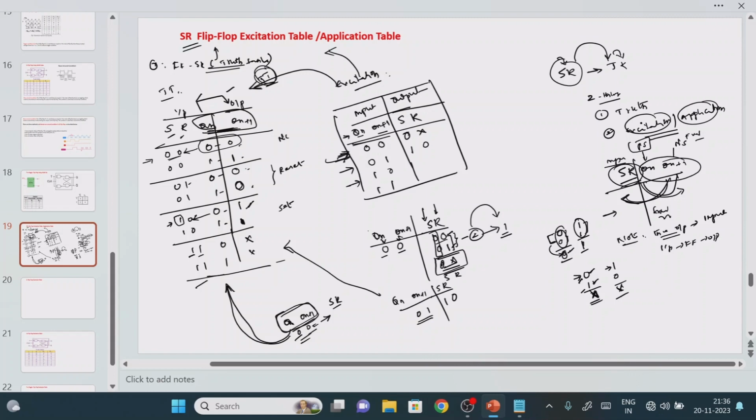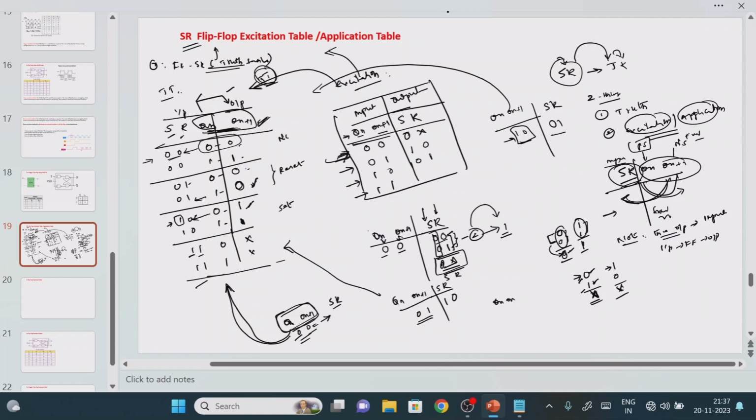Next, consider the 1 0 condition. So qn plus 1 equal to 1 0 condition. Find the SR value. So again, what do you have to do? Just go to the truth table. qn plus 1, where you have the 1 0. Here we have the 1 0, right? What is the SR value? 0 1. Check whether any other 1 0 is repeating. No, right? So what is the final answer? 0 1, right? Now finally we will consider one more combination.